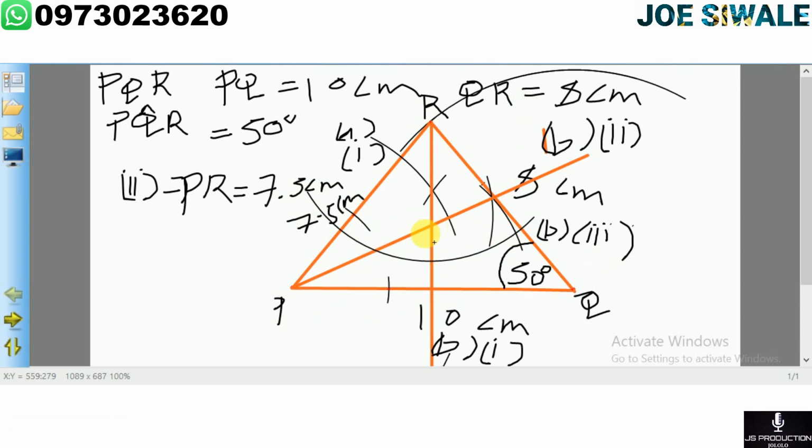So this means I need to label the point where the locus of points of 5 centimeters from point R and the line that had drawn that bisected line PQ meet. So this means it is this point here. So this is the point. So this is T, and this is C. Let us proceed to question D.